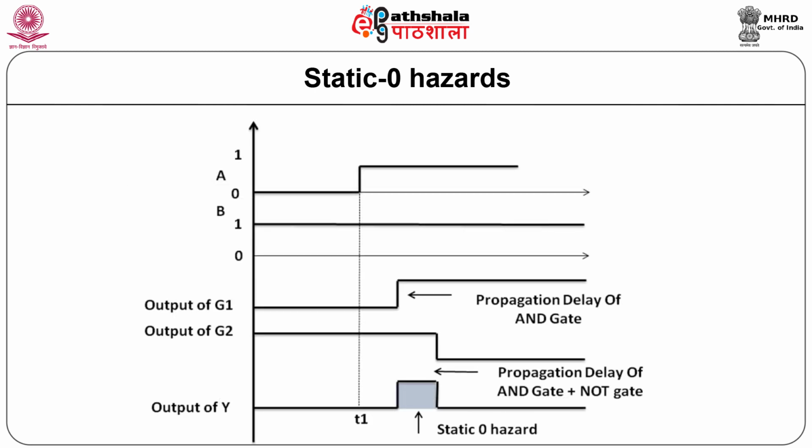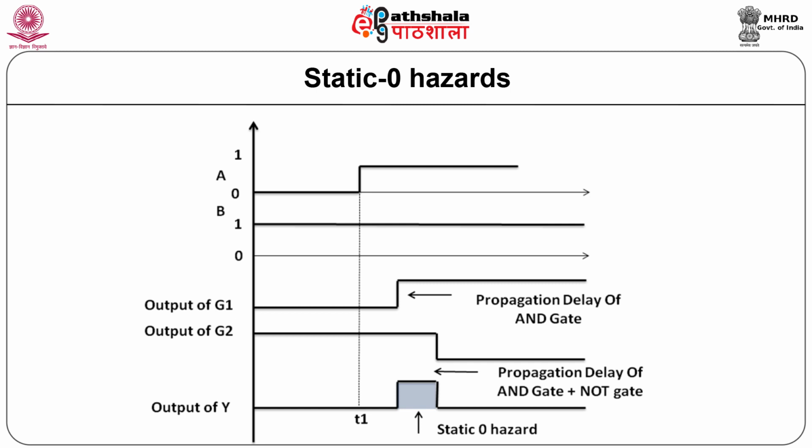Let us assume A is equal to 0 and B is equal to 1. The output of two AND gates is G1 is equal to 0 and G2 is equal to 1. At time t is equal to t1, an input variable A changes its state from 0 to become 1. So, now both the inputs are at 1. The output of gate 1, that is G1, becomes high after a time delay equal to the propagation delay of AND gate 1.